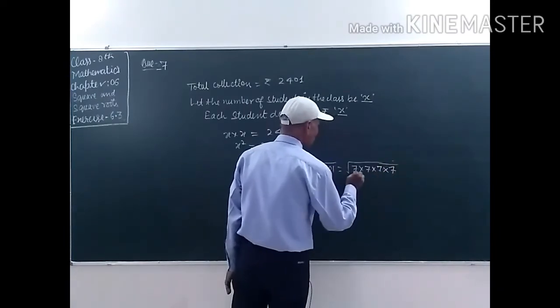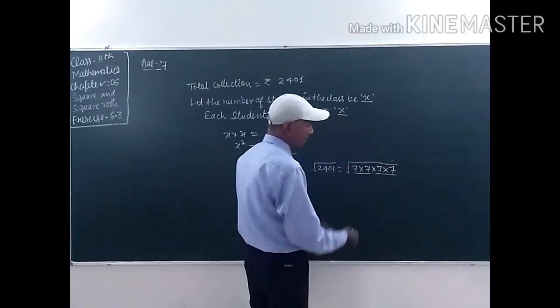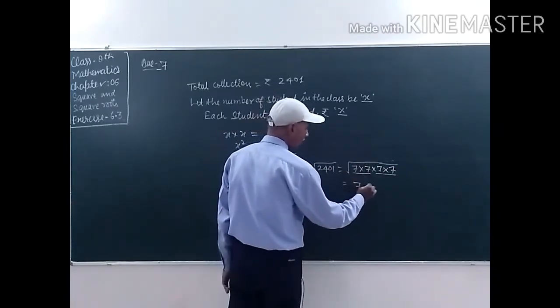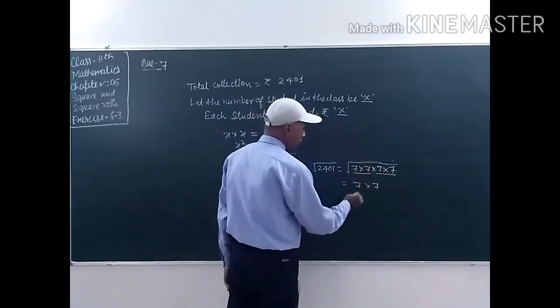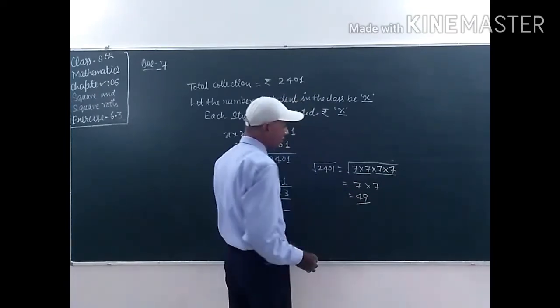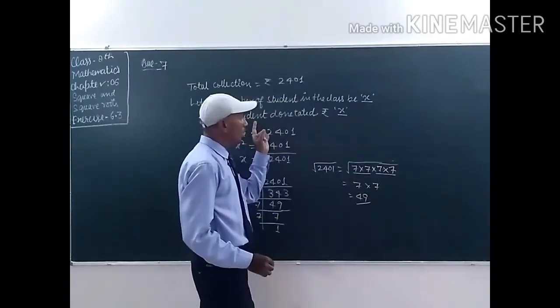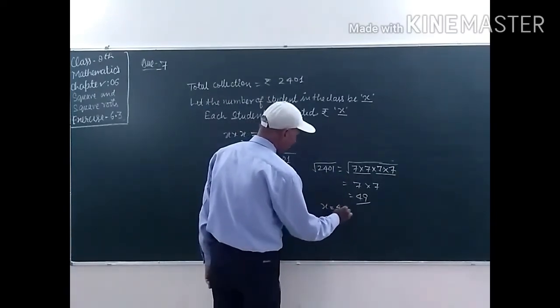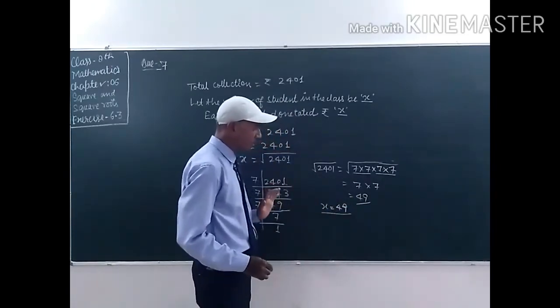That is 7 into 7 into 7 into 7. So first of all we have to make pairs of the numbers, and out of each pair we have to take one number. So 7 7s are 49. So the square root of this number is 49, students. So x is equal to 49. It means the number of students in the class is 49.